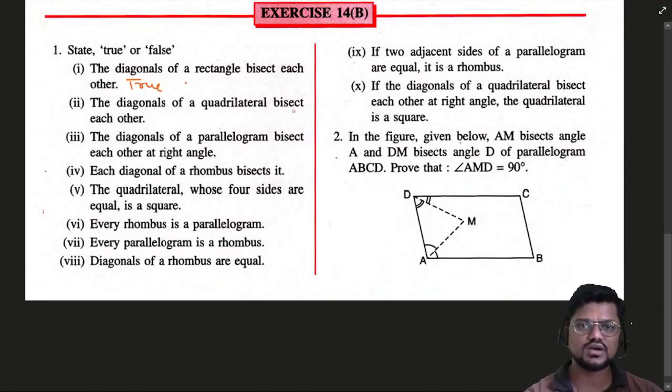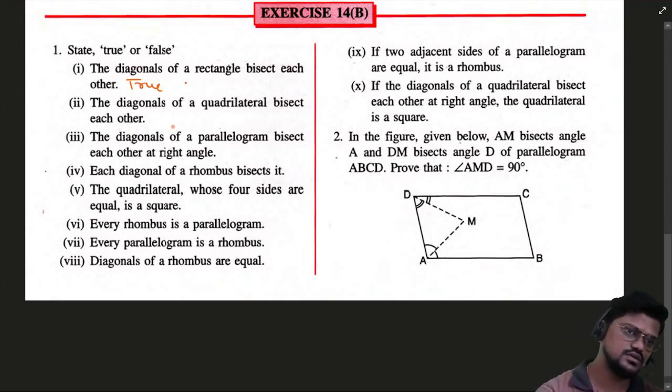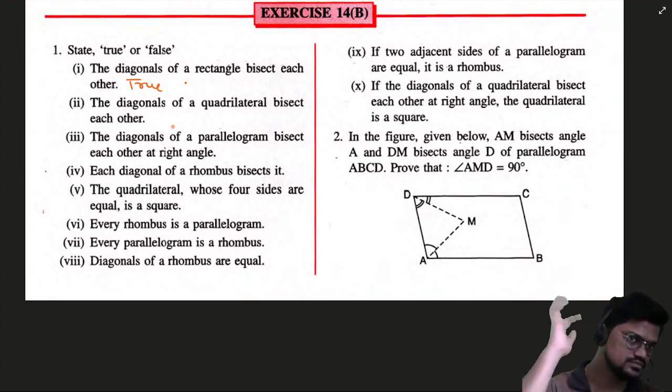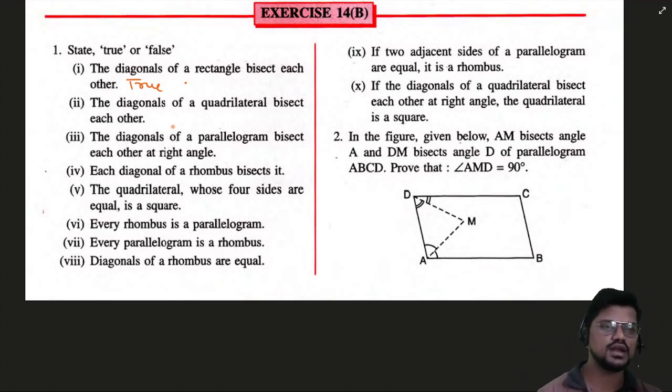The diagonals of a quadrilateral bisect each other. Sir, false. Not necessary. I will take the name only, then you have to answer. Okay, sir, I had a doubt. Yes. In this type of questions, we only have to write true or false? Yes, you can also give the reason if it is false. If it is false, then you can write the reason.